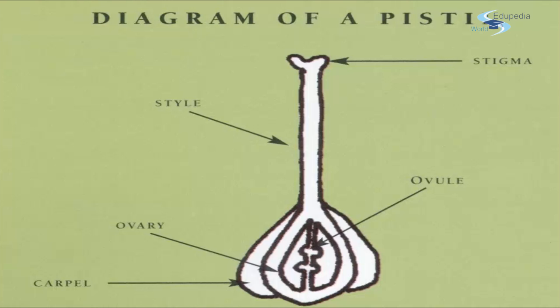This is the diagram of a pistil. This is the stigma, as I told you. This is the style, this is the ovary, this is the ovule. With passage of time, the ovule makes seed and the ovary makes fruit.